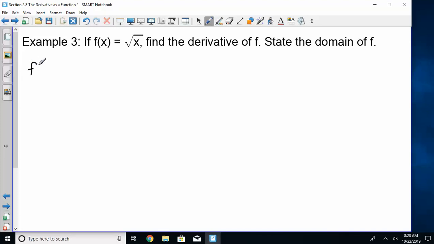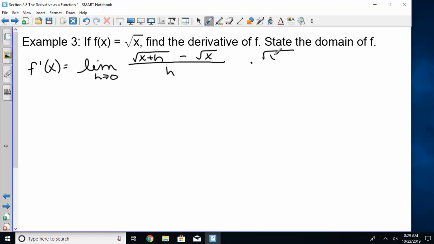So the derivative, f prime of x, is the limit, as h approaches 0, f of x plus h, so the square root of x plus h, minus f of x, so the square root of x, all over h. Can we just plug in our 0 at the beginning here? No. So how am I going to work this problem? What's my strategy? Yep. So I'm going to multiply by radical x plus h plus radical x on top and bottom.